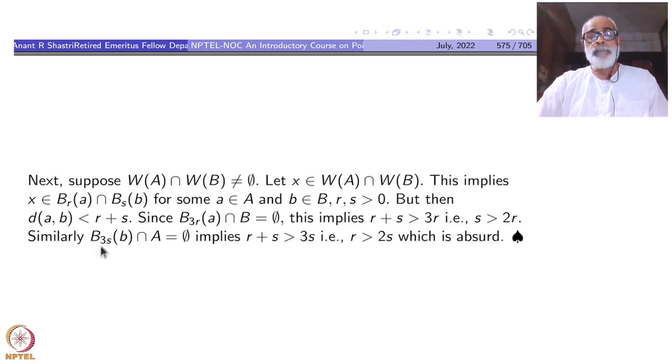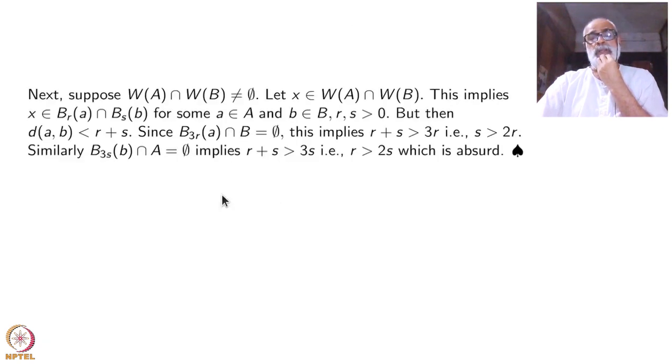Similarly, B(3s_b) intersection A is empty. That is the choice of this s and r after all. That will imply r plus s is bigger than 3s. But now s is bigger than 2r, so r is bigger than 2s. So s is bigger than 2r, r is bigger than 2s. Now that is absurd. And there are different ways of getting a contradiction. Once you know that, the triangle inequality has to be used here.